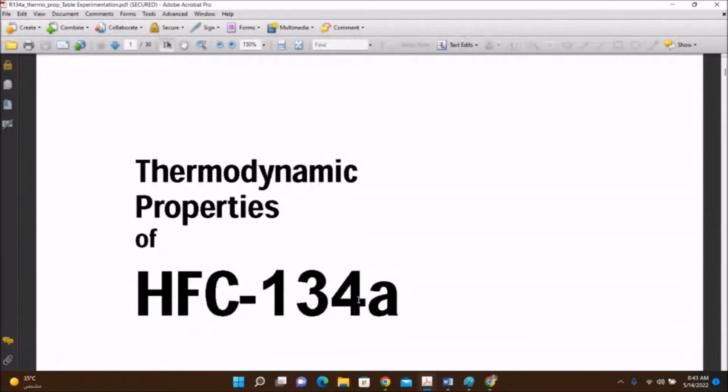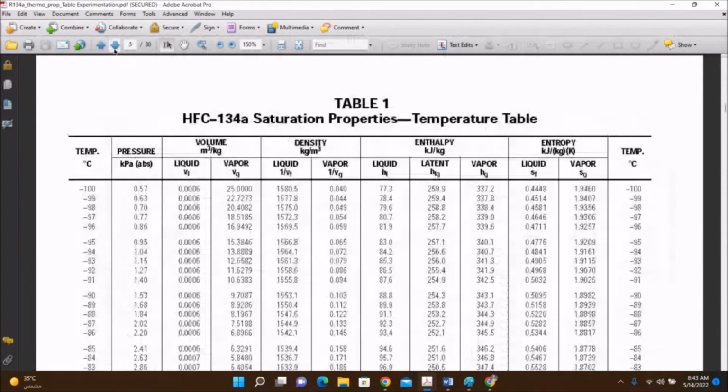HFC hydrofluorocarbon R-134a. Go to the saturation table. Yes, this is a saturation property table on a temperature basis. I don't have temperature, I have pressure.